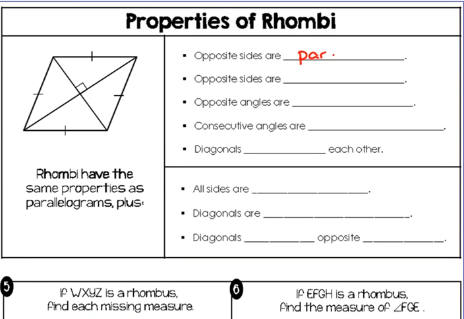Opposite sides are parallel. We've already covered that twice. Opposite sides are congruent. So parallelograms, rectangles, and rhombi now all have those properties. Opposite angles are congruent. Consecutive angles are supplementary.